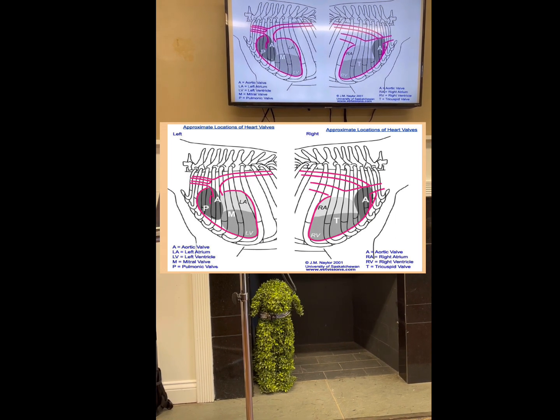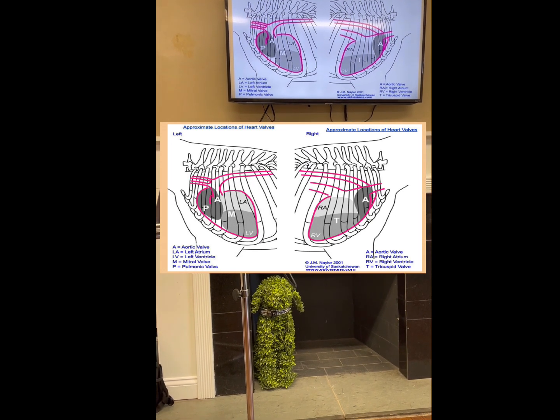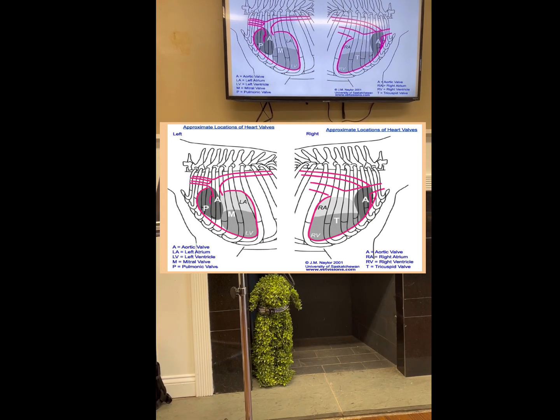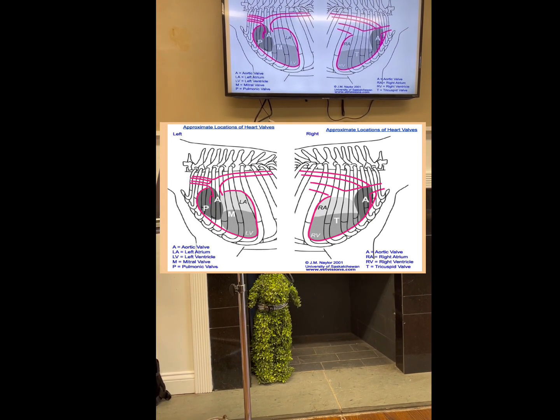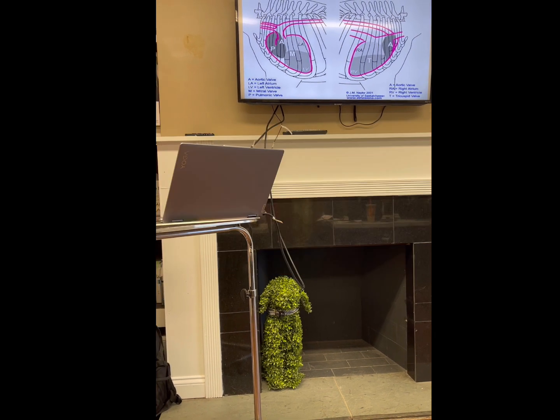Where you hear the loudest sound, because some murmurs will radiate to different areas of the chest. So you always characterize a murmur by where it is the loudest. It's called the point of maximum intensity. Okay, so that's what we do when we characterize the murmurs for you.